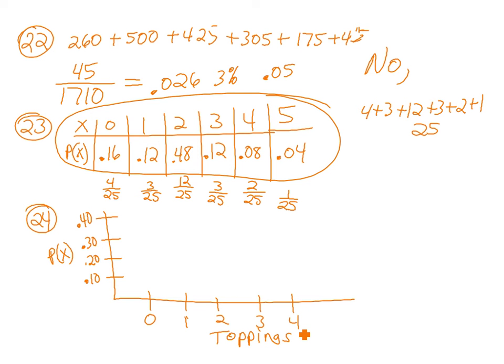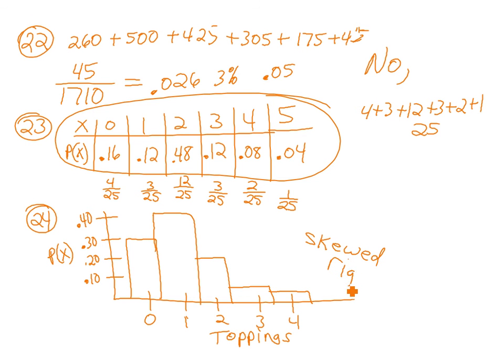For 0, it was 30%, so we go up to 30 and make our bar. For 1, it was 40. For 2, it was 20. For 3, it was 6%, so that's going to be down in here somewhere. And for 4, it was 4%. So that's what our histogram should look like. If you were asked to, which they didn't ask this time, you could say that it is skewed right because it tails off to the right.